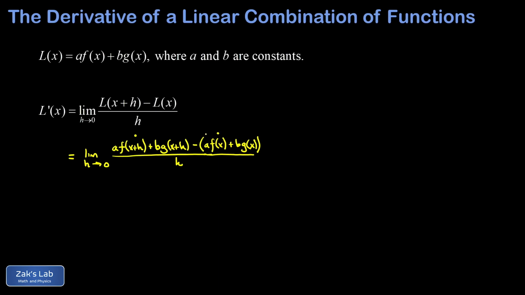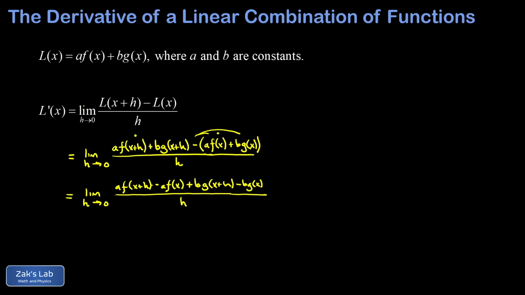So we're going to distribute the minus sign across this second term. And then again, I want to gather the f containing terms together, and I'm trying to find the derivative of f in this expression. It's already really close. I'll do the same thing for the g containing terms. So I have a b g of x plus h minus b g of x.